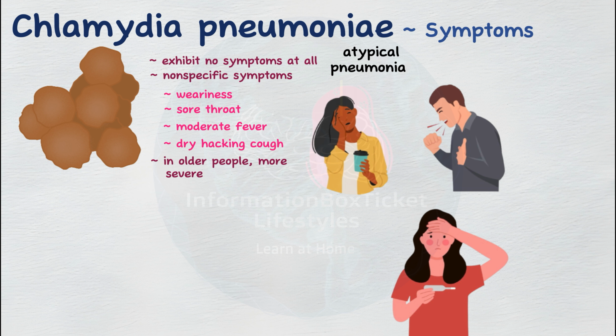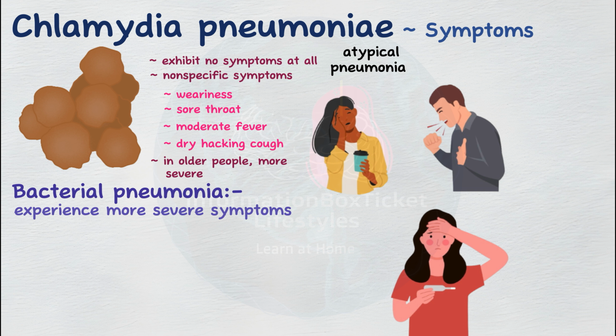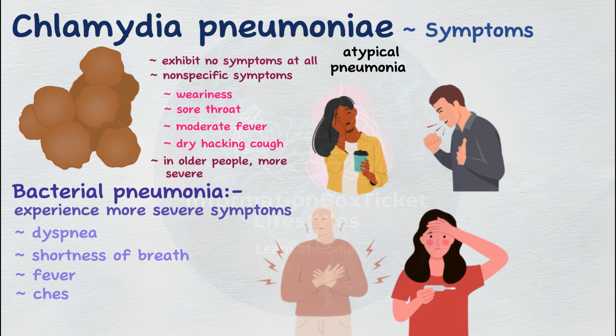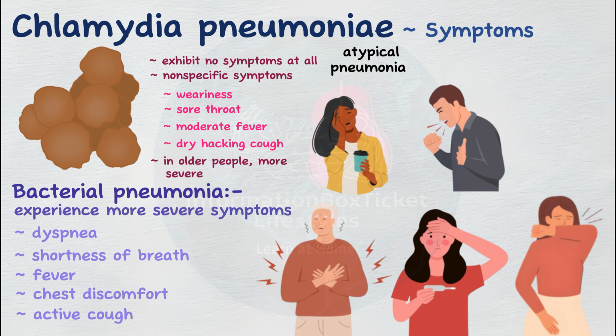In contrast to someone with another kind of bacterial pneumonia, who would undoubtedly be bedridden and experience more severe symptoms, including dyspnea, or shortness of breath, fever, chest discomfort, and active cough. For this reason, a case of atypical pneumonia may sometimes be called walking pneumonia. But in older people, these symptoms could be more severe.